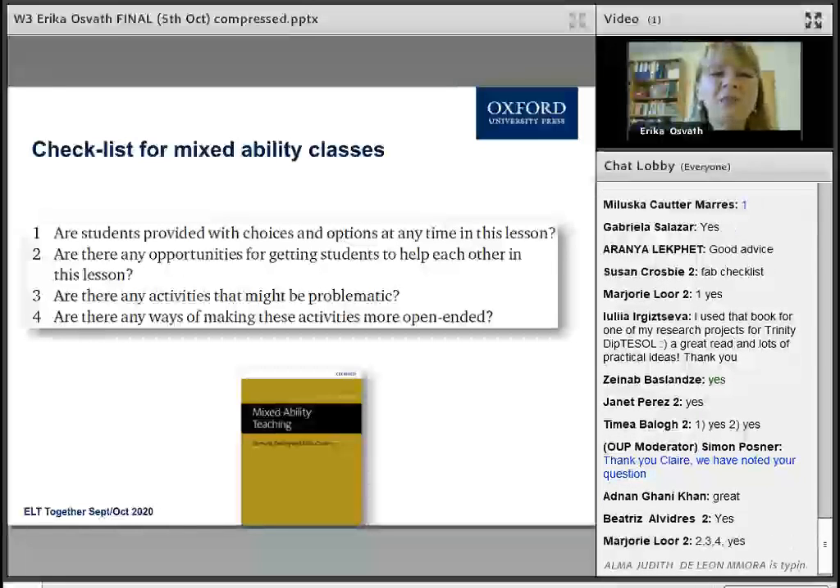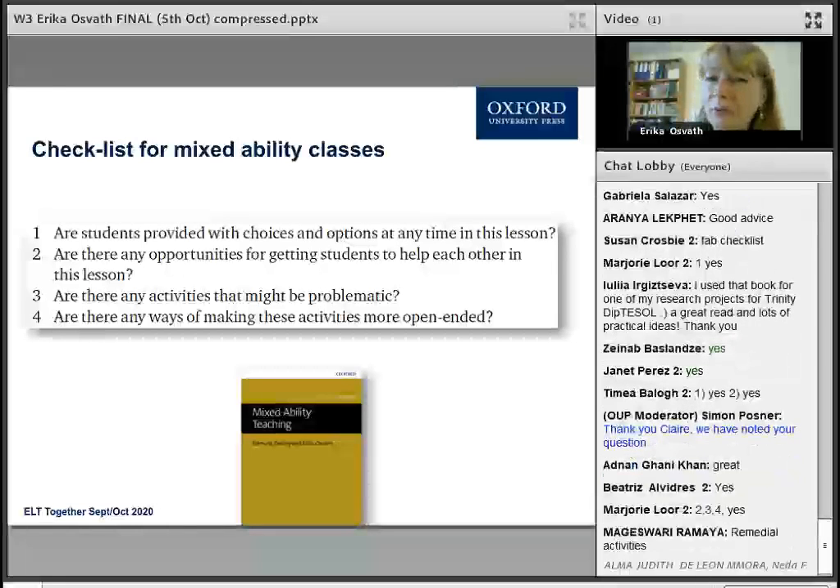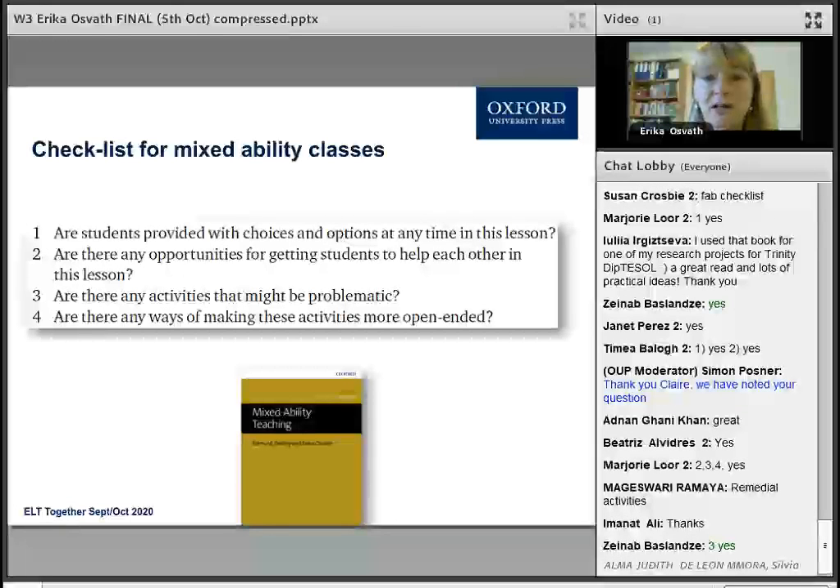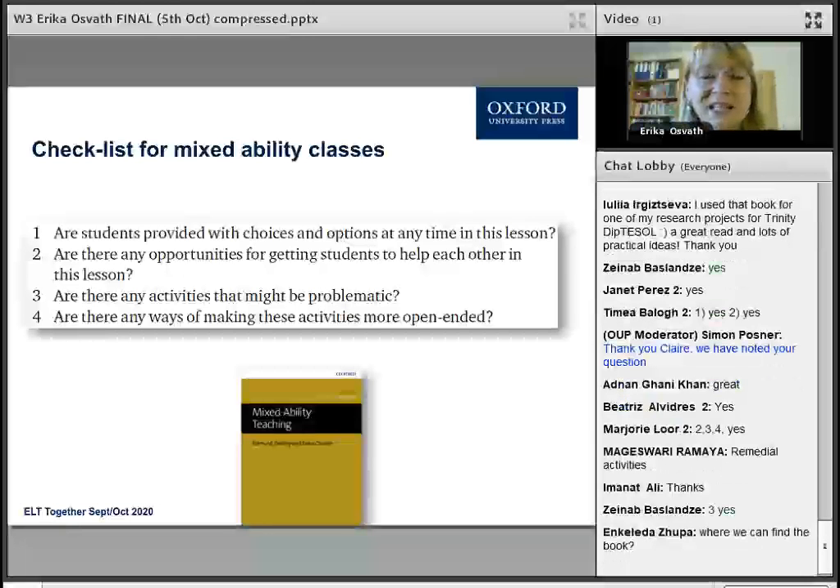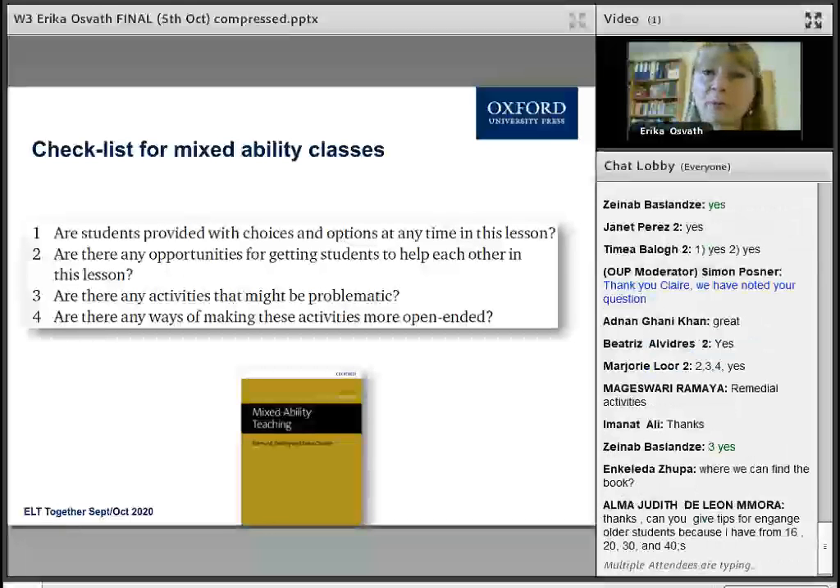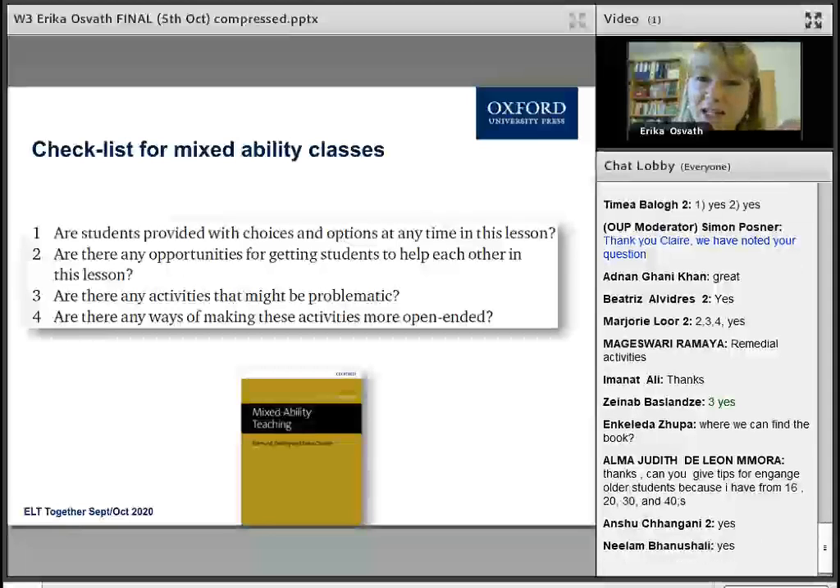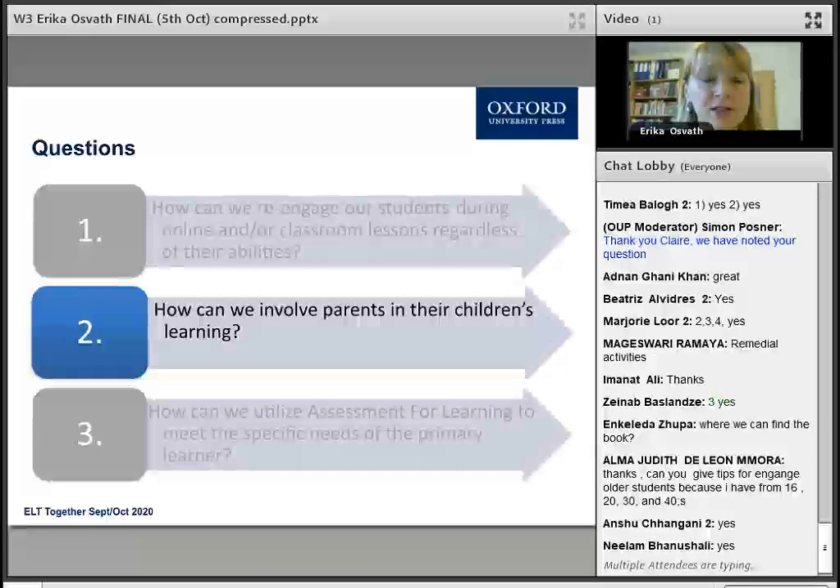Number three, are there any activities that are or might be problematic for some students? If yes, how can I make these tasks more open-ended so that they are achievable and doable by all the students in my class? Or what are some of the tasks that I can set so that I help the students who might have problems with these tasks? Okay, so if you use this checklist when you plan your lessons, I'm sure that you'll find ways to engage all the students in your classes.